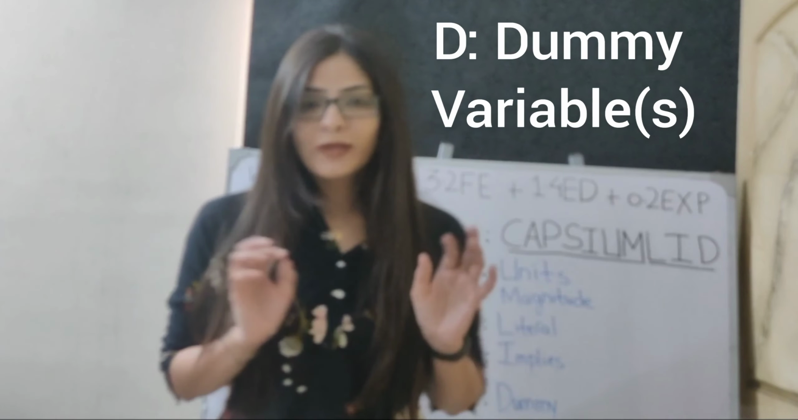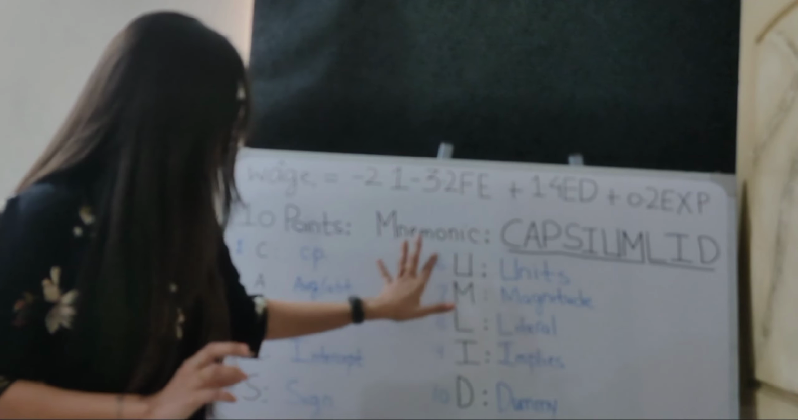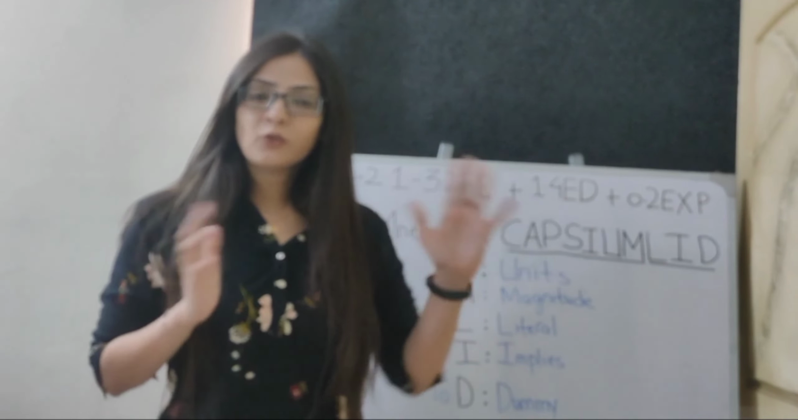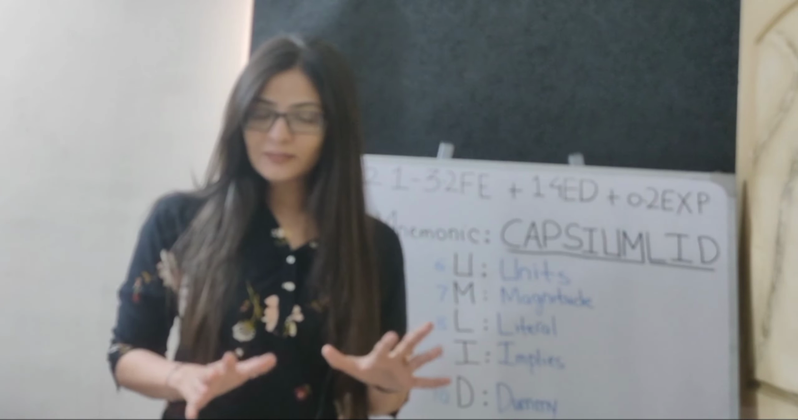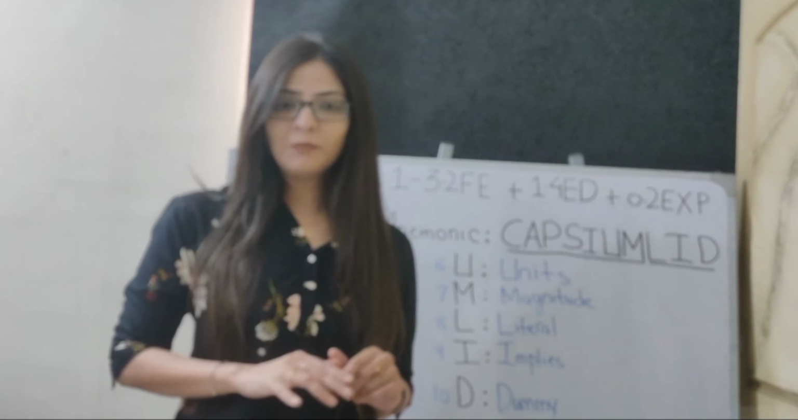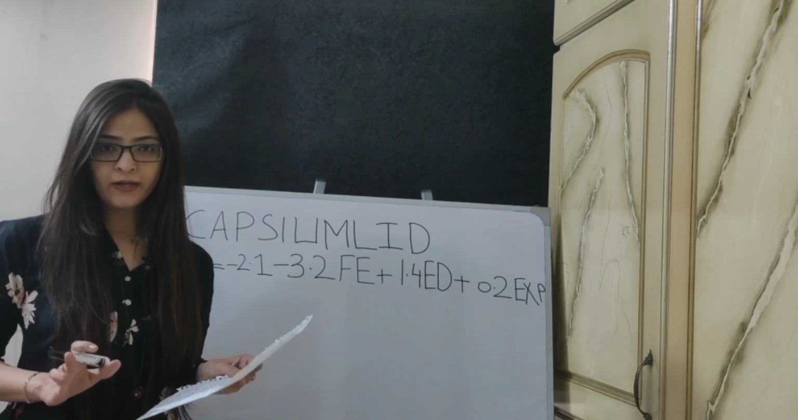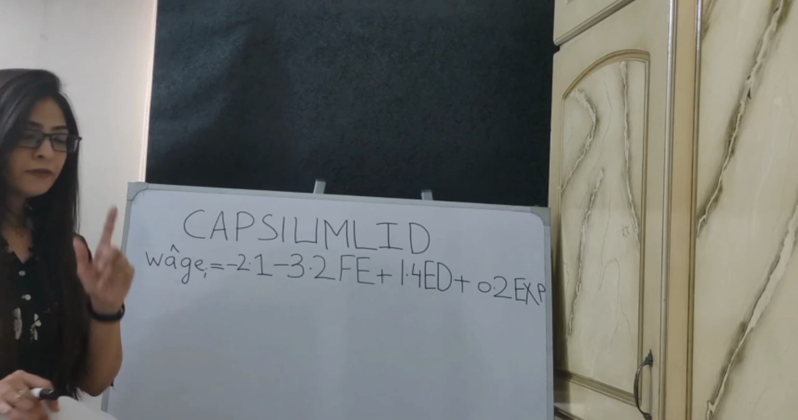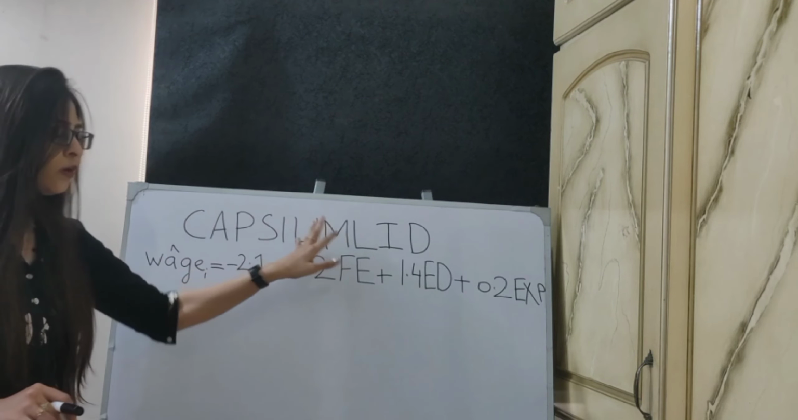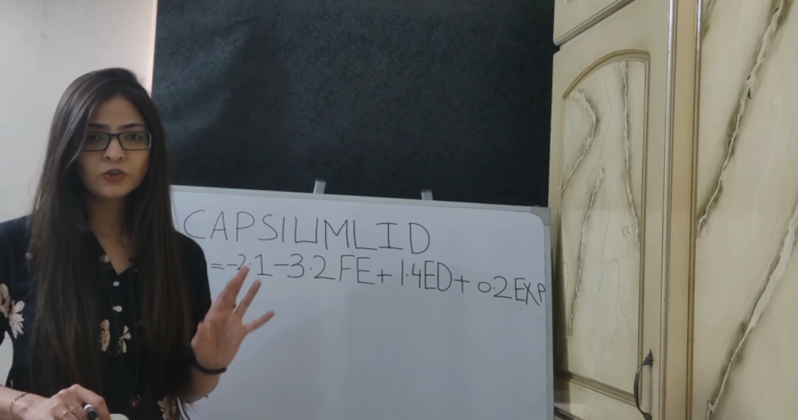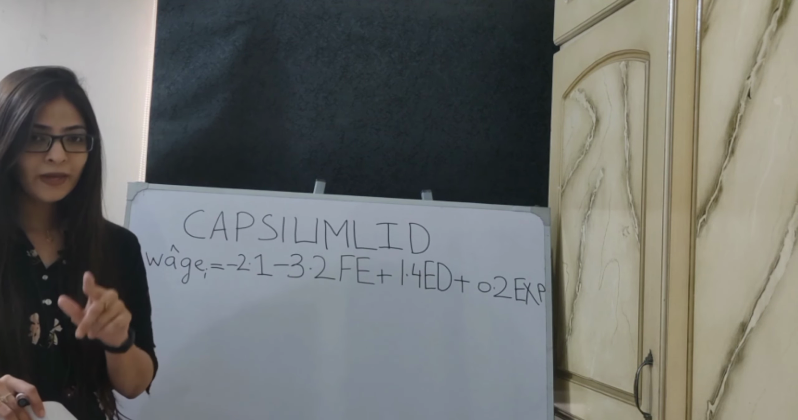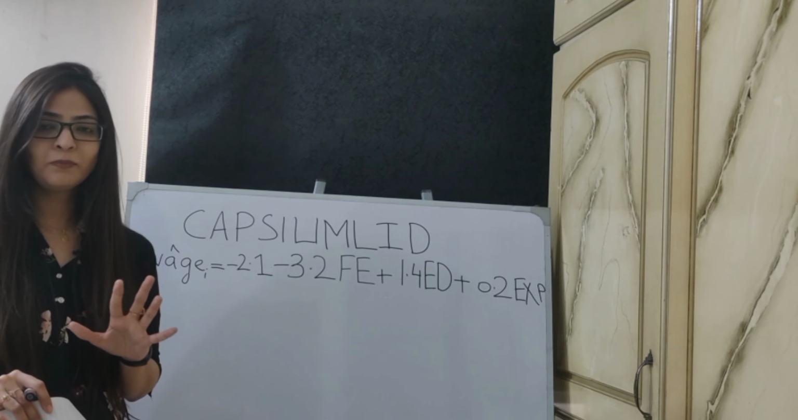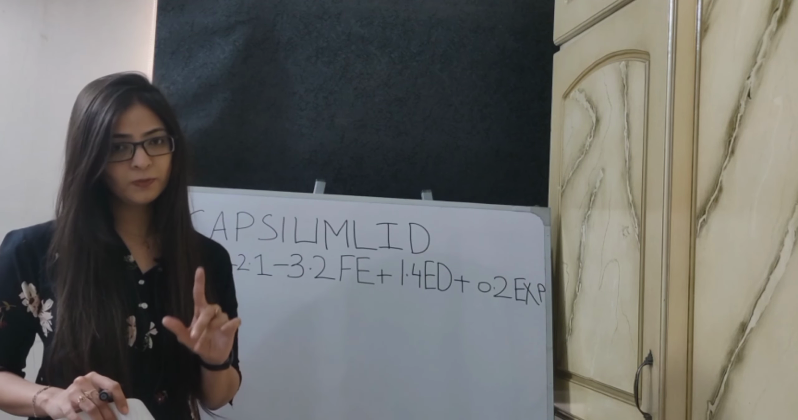So now I'm going to quickly tell you what exactly each of these means and how you can incorporate these 10 points in your answer to make sure that you don't make the silly mistakes. Okay, so let's say you are required to interpret a regression equation such as this one. Now, the first thing to remember is to quickly jot down this mnemonic even on your answer sheet. It's going to help you to make sure that you don't forget any of the 10 points which we have to include in our interpretation.